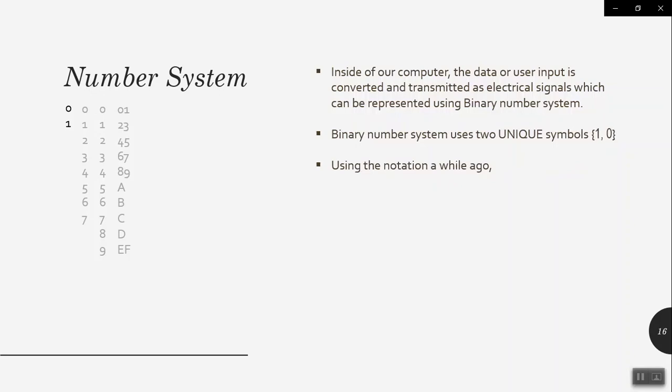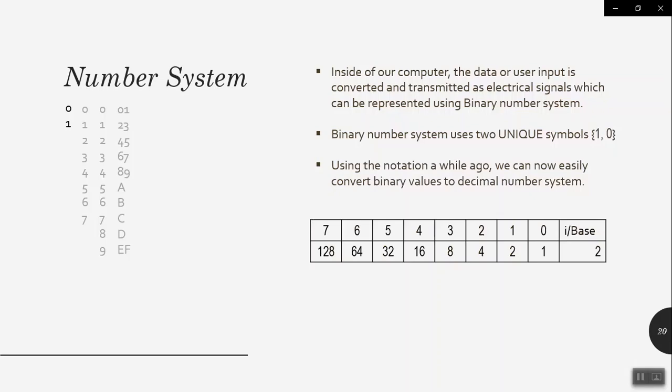So using the notation a while ago, which is base raised to i, we can now easily convert binary values to decimal number system. So in this case, base is equal to 2 and then raised to i. So we will make a table for this, where i has a value of 0 up to 7 and our base, which is 2. So notice that when we raise 2 to 0, the initial value of i, it gets 1. 2 raised to i, if i is equal to 1, is 2, up to 7.